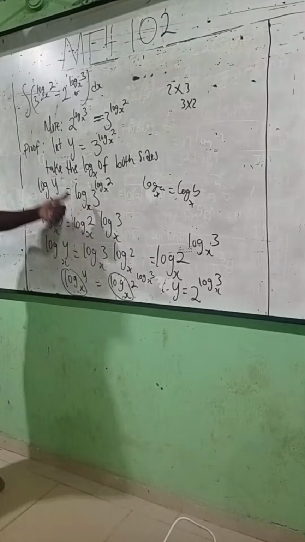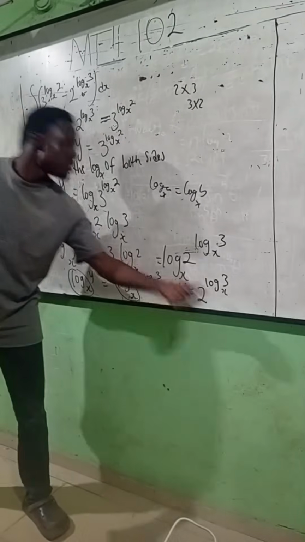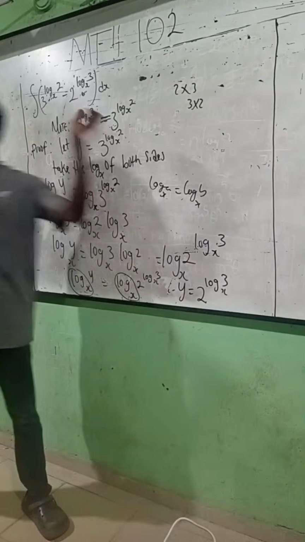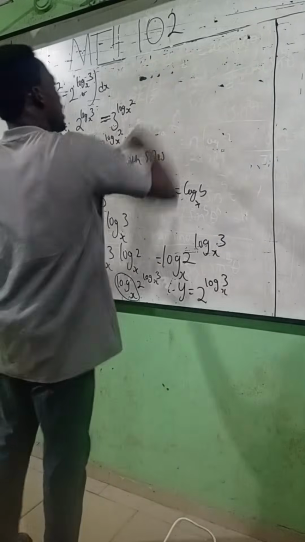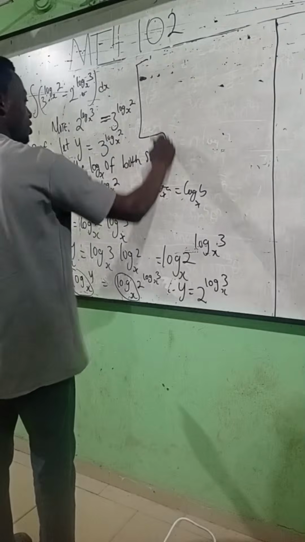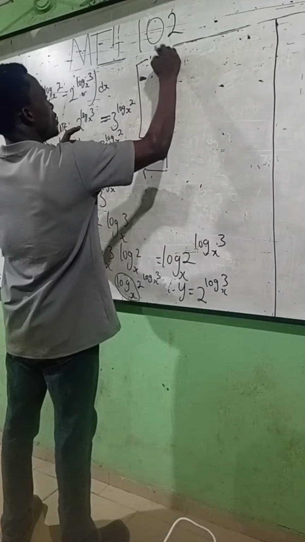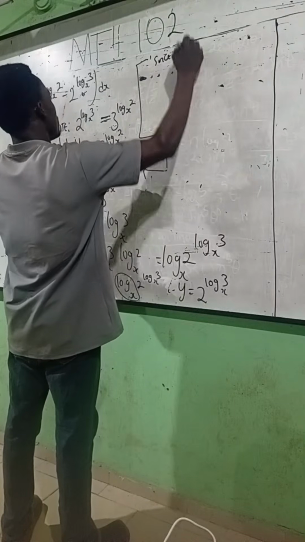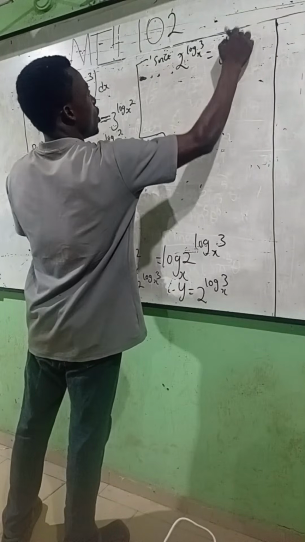Initially, what was y? So if y is this and we also prove that y is this, that means these two are equal. That's the proof. Do you want to write that proof? Okay, right. We have not started integrating. Let me quickly do the integration. I will clean the board. Since they are equal, 2 raised to power log 3 base x equals 3 raised to power log 2 base x.